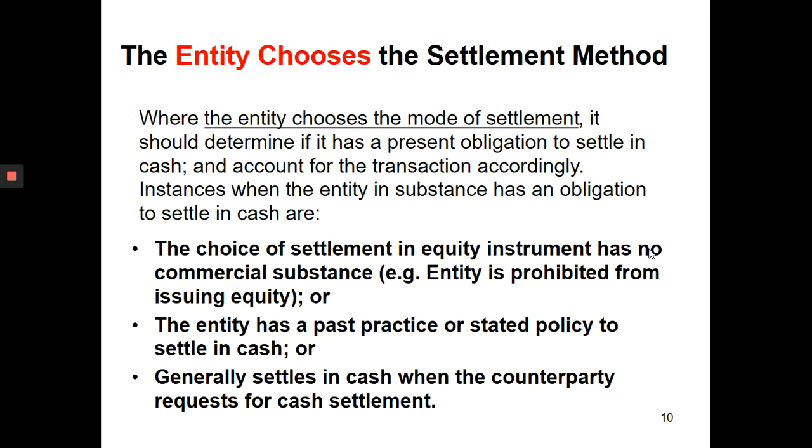Okay. So we look in the first situation first, where the entity have the choice. Okay, the entity choose the settlement method. Where the entity choose the mode of settlement, it should determine if it has a present obligation to settle in cash and account for the transaction accordingly. For instance, when the entity in substance has an obligation to settle in cash, contoh yang dalam situasi yang dia kena settle in cash.